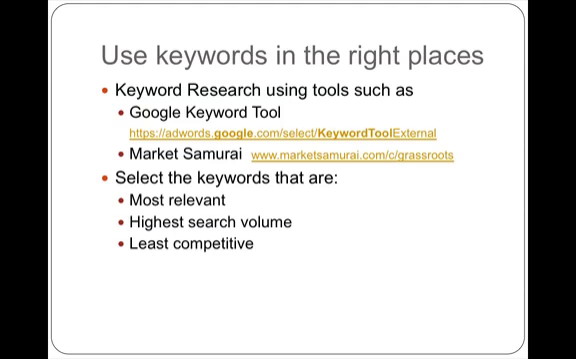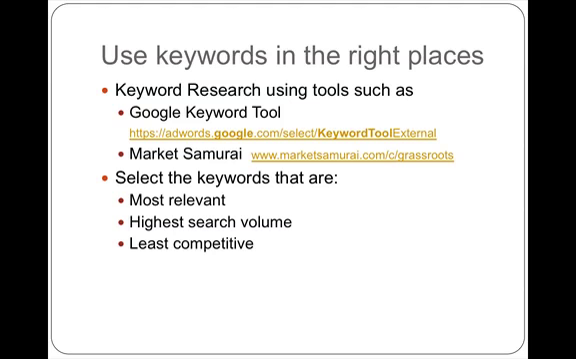The first thing you need to do is select the right keywords, which I'm not going into detail about here, but there are 2 tools. Google's got a free keyword tool at the link there on the screen, and also an awesome tool that I use for all the research for my clients is called Market Samurai. Basically your aim is to select keywords to use on your site that are most relevant to what you're writing about, that have the highest search volume, so they're potentially going to be able to bring you traffic, and also that are the least competitive, so they're used in the least number of other websites.